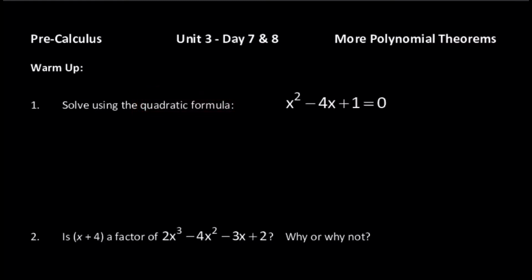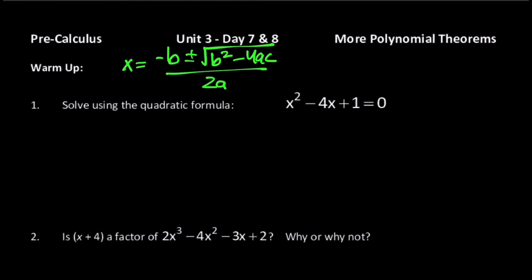The quadratic formula has been given to you in Algebra 1 all the way through Algebra 2, but you have to have it memorized for this course. The formula is x equals negative b plus or minus square root b squared minus 4ac all over 2a.